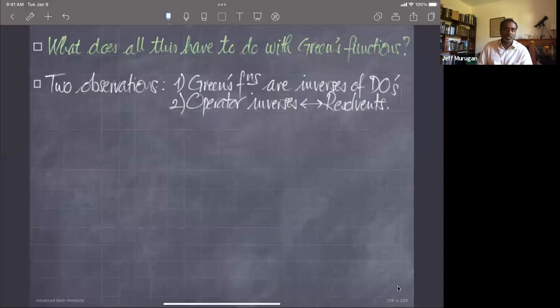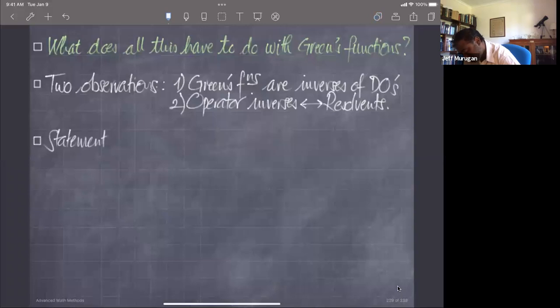To make this precise, I first have to make one more statement. This is an important statement that we have to keep in mind. An operator will only have an inverse if and only if 0 is not one of its eigenvalues.